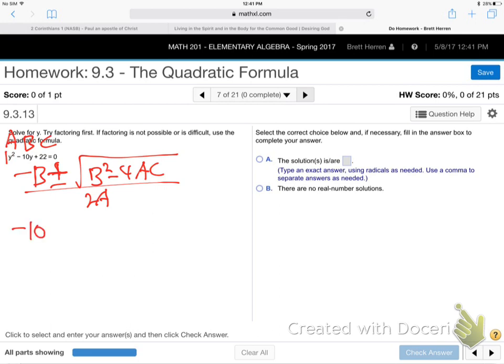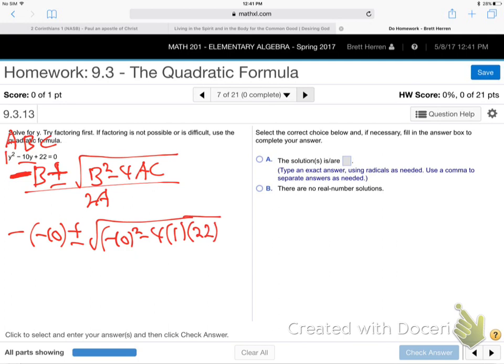Did you notice that the b becomes positive? It's negative 10. Does everybody see what I'm talking about there? Because the formula says negative whatever b is, and b itself is already negative. So it's negative 10, it's going to be plus 10. Is everybody good with that? B squared minus 4 times a times c, all over 2a. Is that good? Plug it all in.